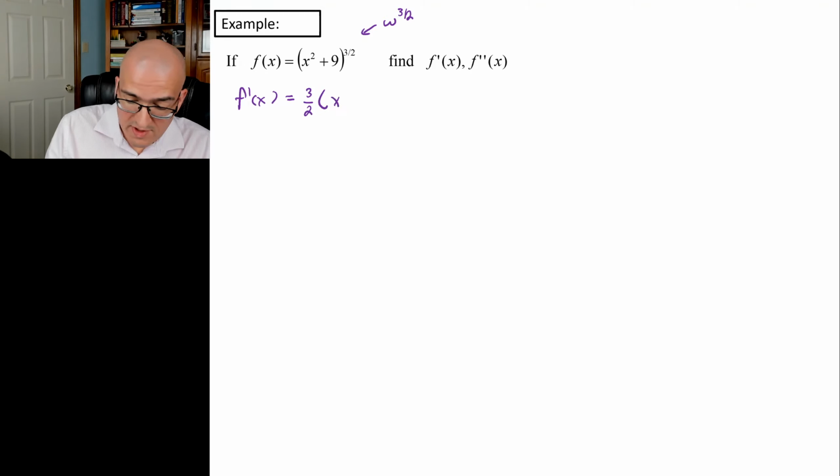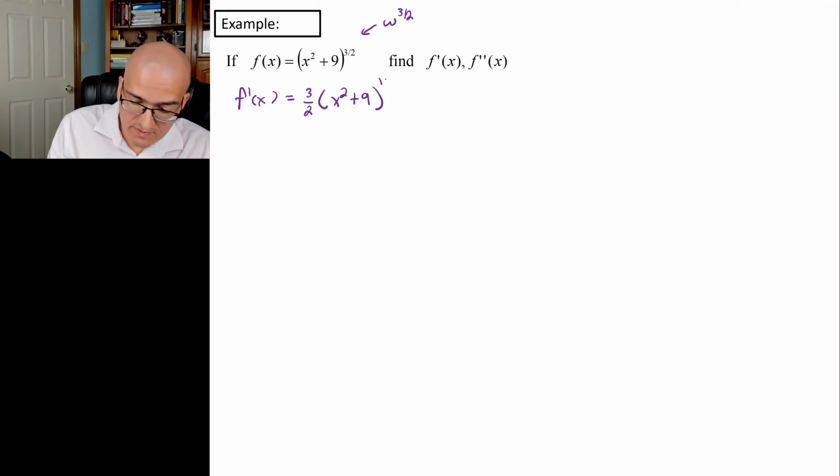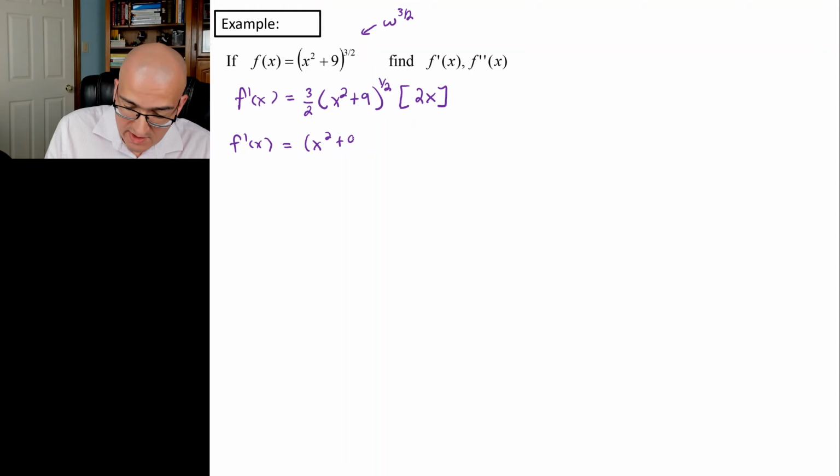We'll have the original function in brackets, x squared plus 9, to one lower power, 3 over 2 minus 1, which is 1 over 2, multiplied by the derivative of the inside, which is 2x. Now, one thing we can do is simplify. We can multiply the 3 over 2 times the 2x. We'll put those pieces together. So we'll have x squared plus 9 to the power 1/2 multiplied by 3x.